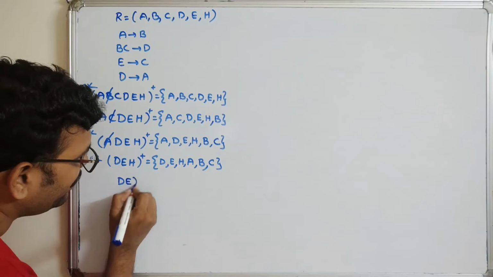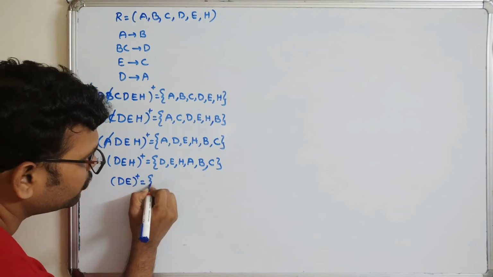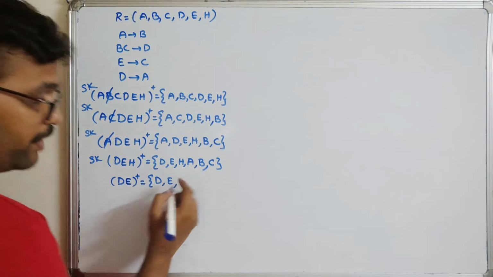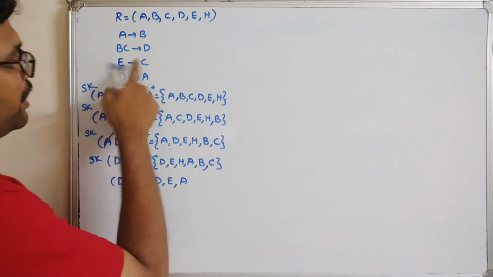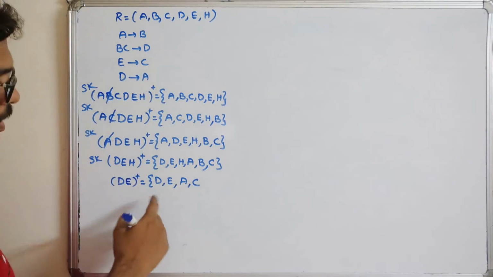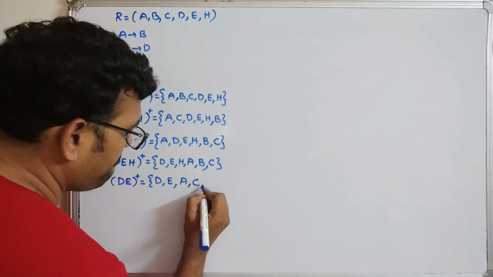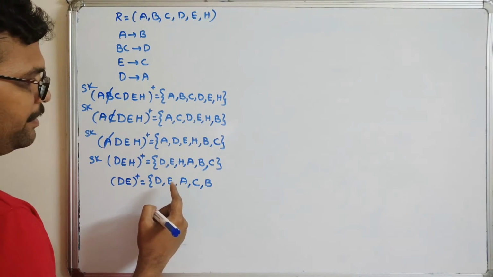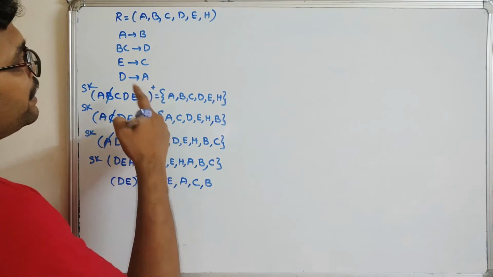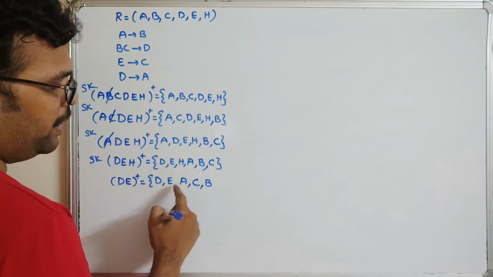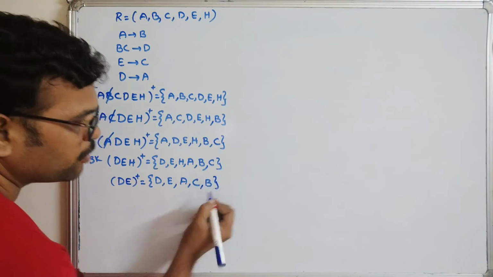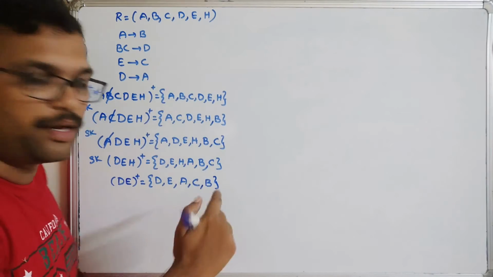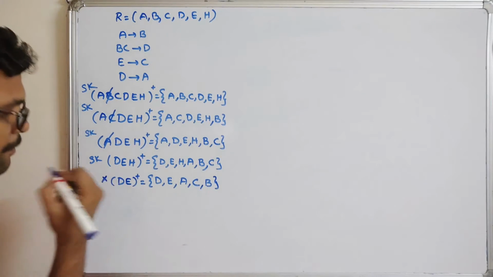DE closure. DE can determine D, E. If you know D, we can get A. If you know E, we can get C. And if you know A, we can get B. If you know BC, we can get D. So A, B, C, D, E, only this one. It can't determine H, so this is not a super key.